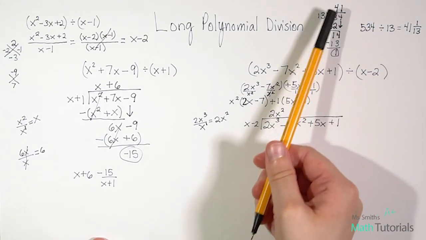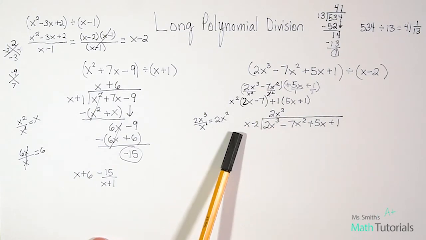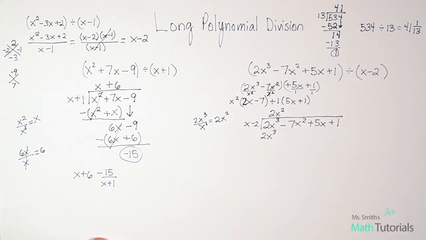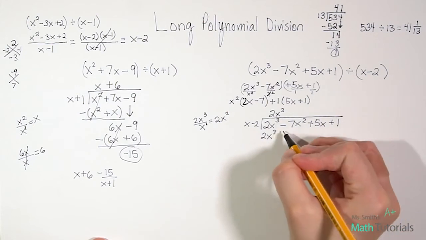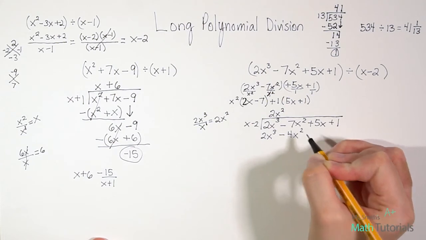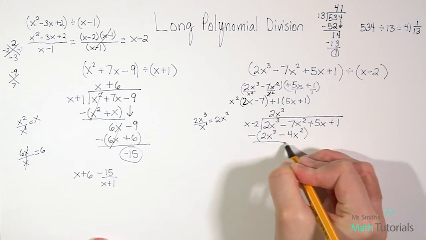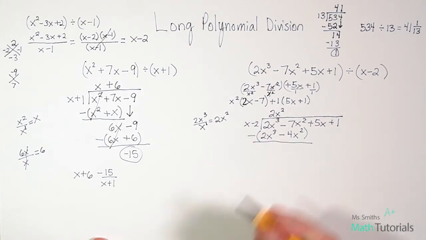Now, just like we did here, we're going to multiply it out. So 2x squared times x is 2x cubed. And 2x squared times negative 2 is a negative 4x squared. We want to subtract that. So now let's do it. 2x cubed minus 2x cubed cancels, as it should.